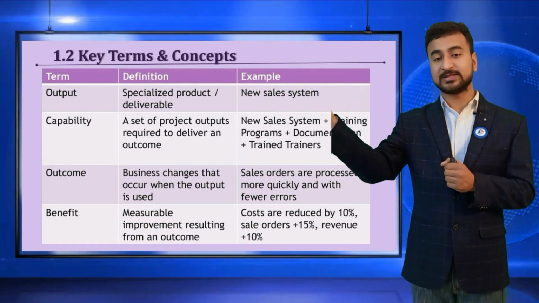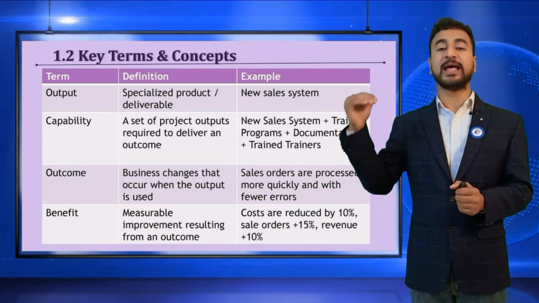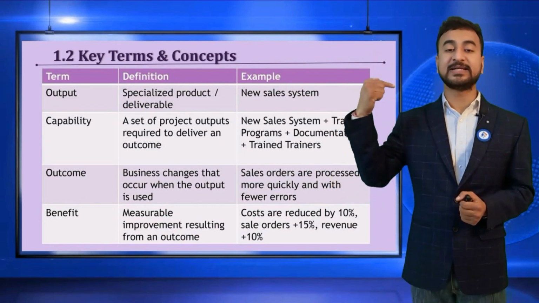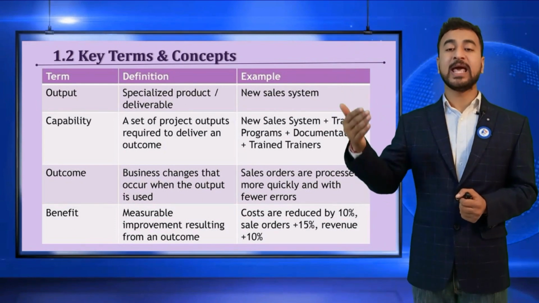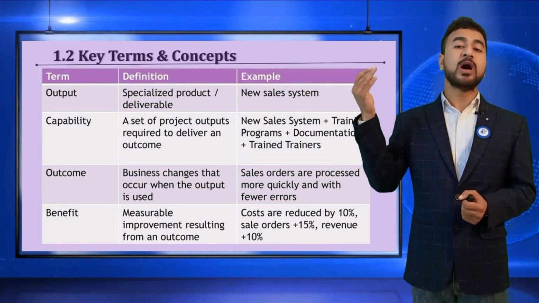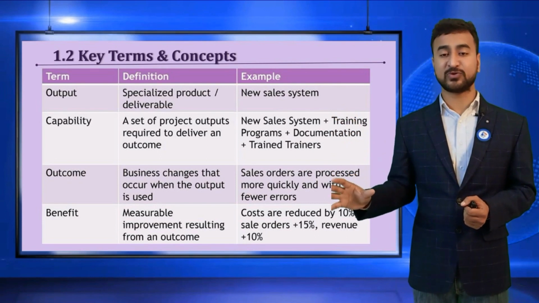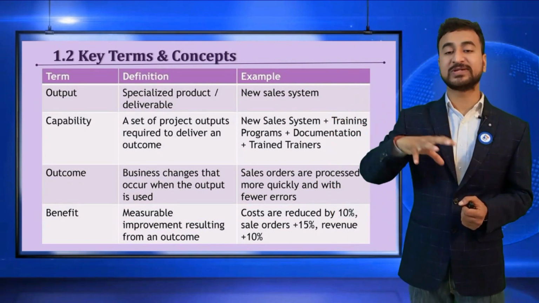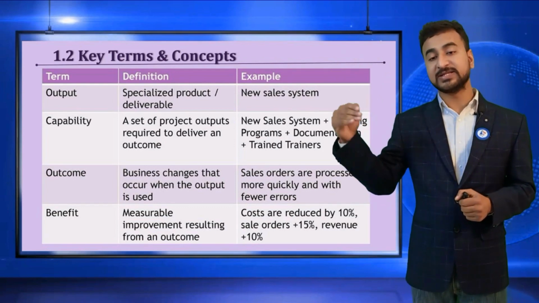And the outcome is a business change that occurs when the output is used. So with the new sales system and the capability you created, both work, and then you get a change in the ecosystem. What kind of change? Sales orders are processed more quickly and with fewer errors. In a manual system, let's say it took 10 hours to process a sales order and complete the sales process. After having an automated system, it took hardly 10 minutes. So there is a drastic change. The process is shrunk and there are fewer errors.